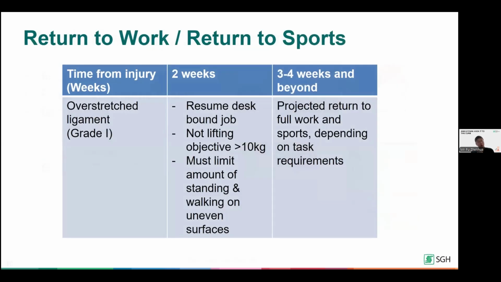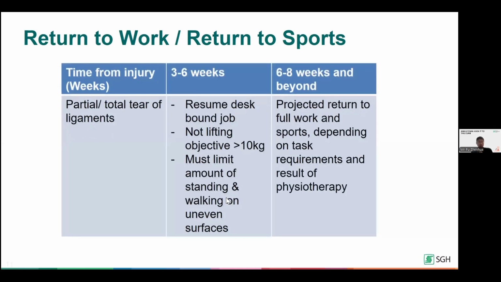So for grade 1, if it's just an overstretched ligament, it can be estimated that in 2 weeks we can go back to a desk-bound job. But what if the nature of your job is not a desk-bound job, and requires lifting or standing and walking quite a lot? Then it would be recommended, for example, not to lift objects of more than 10 kilograms. You should limit the amount of standing and walking, especially on uneven surfaces. And then it is projected that return to full work would be in about 3 to 4 weeks and beyond, depending on the task requirement.